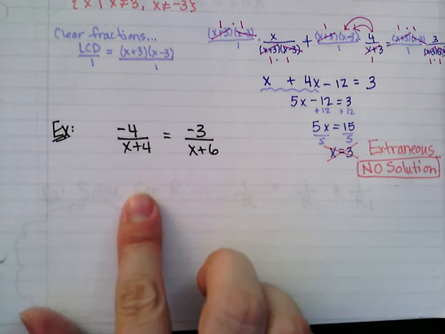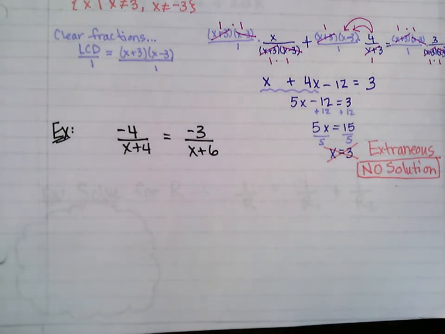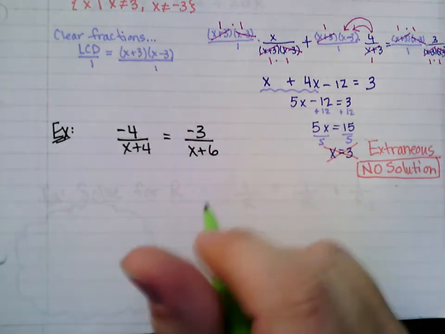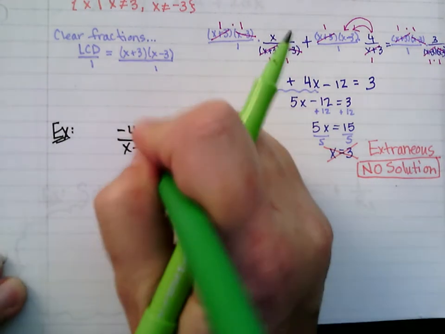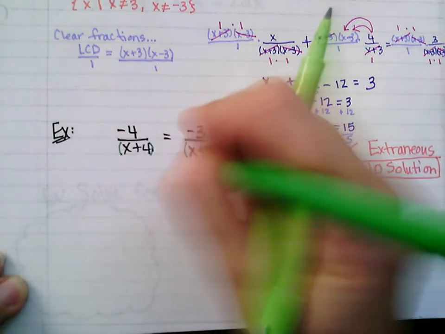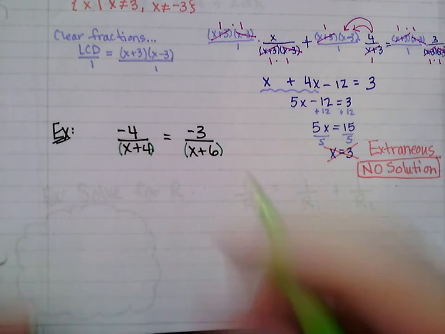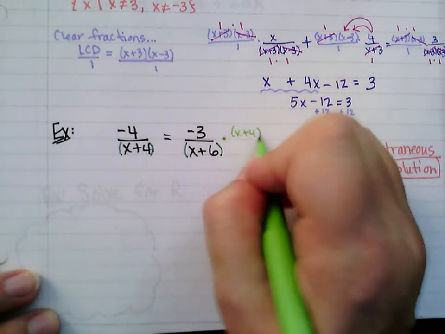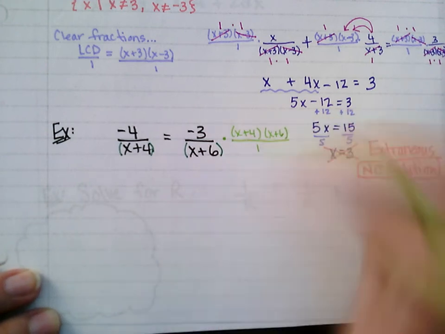Okay, next example. -4 over x plus 4 equals -3 over x plus 6. Again, we have fractions, so we are going to multiply each term by the LCD over 1. The LCD in this case is going to be x plus 4 times x plus 6, because x plus 4 is like super glued together by addition, and x plus 6 is as well. So I would need to multiply by x plus 4 and x plus 6 over 1.